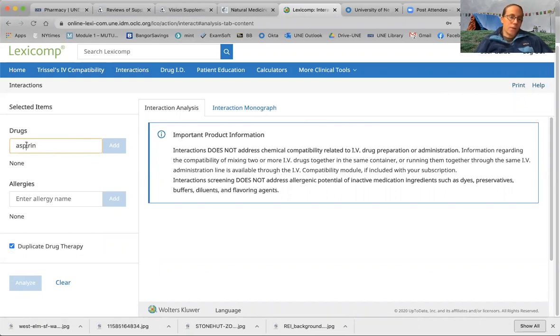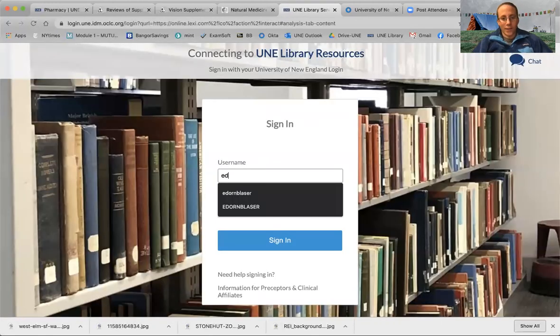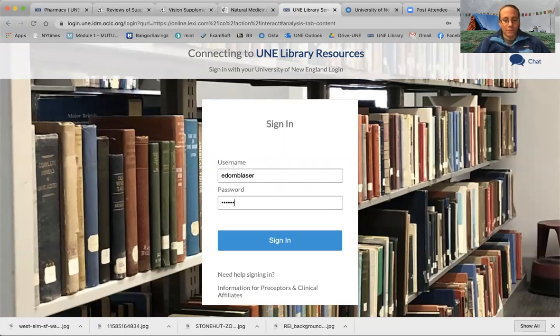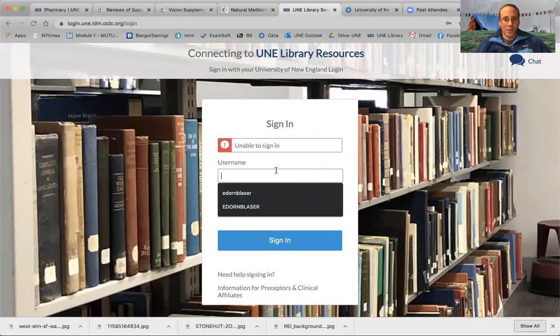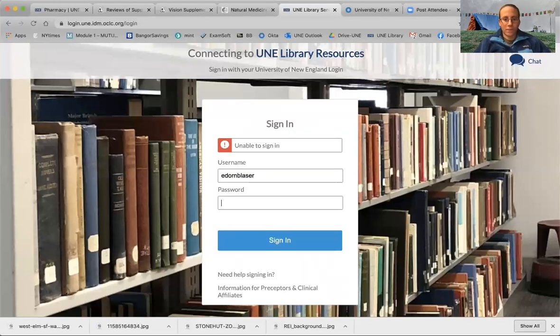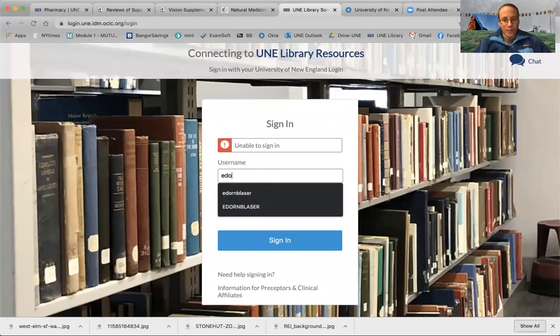So I had a patient on aspirin. Evidently that's not how you spell it. Aspirin. Anyone? How am I not spelling this right? Let's try atorvastatin. Okay, something's wrong with Lexi. Hold on. Aha, I got logged out. Explains it. That's also wrong. One minute.